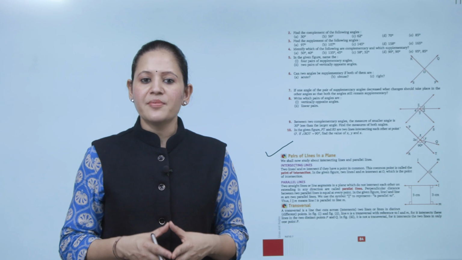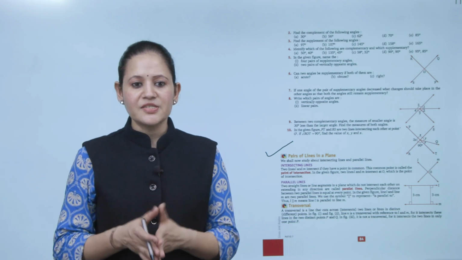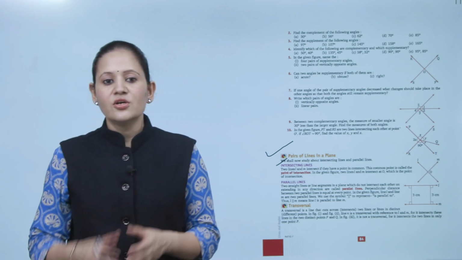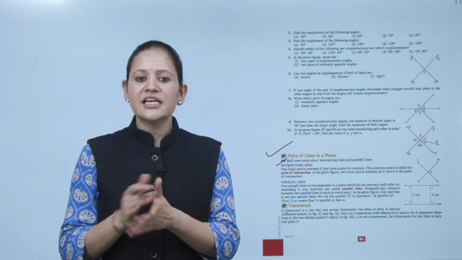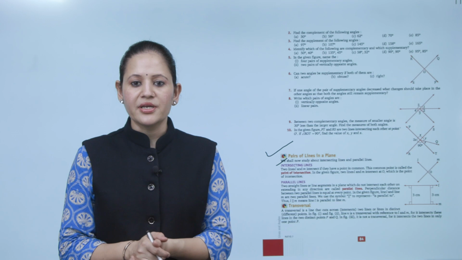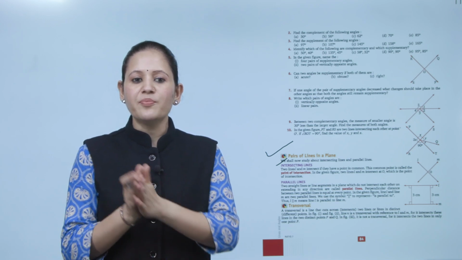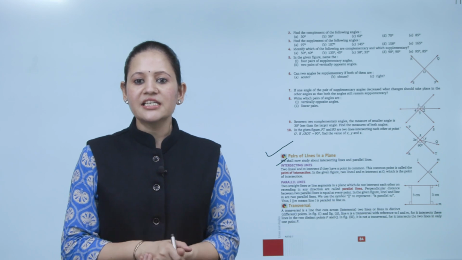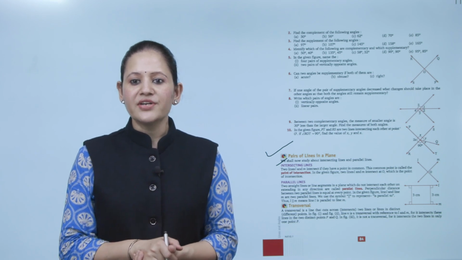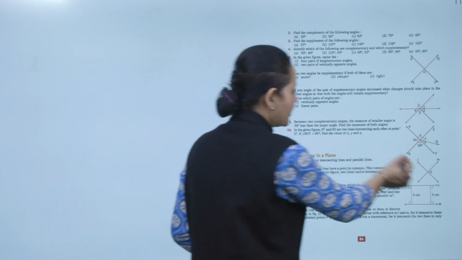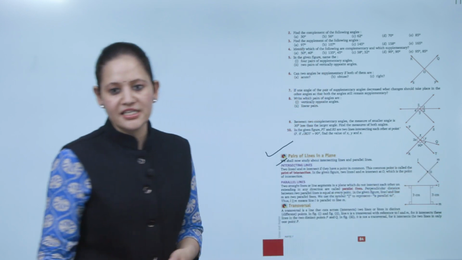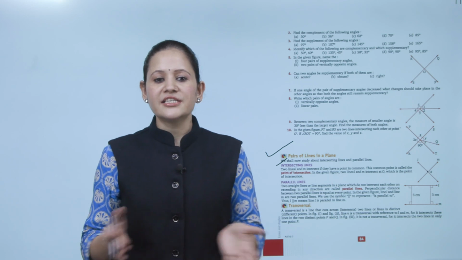We shall now study the intersecting lines and the parallel lines. First is intersecting lines. Two lines L and M intersect if they have a point in common. This common point is called the point of intersection. In the given figure, two lines L and M intersect at O, which is the point of intersection. So here two lines cut each other at point O. So this point is called the point of intersection and the lines are called intersecting lines.